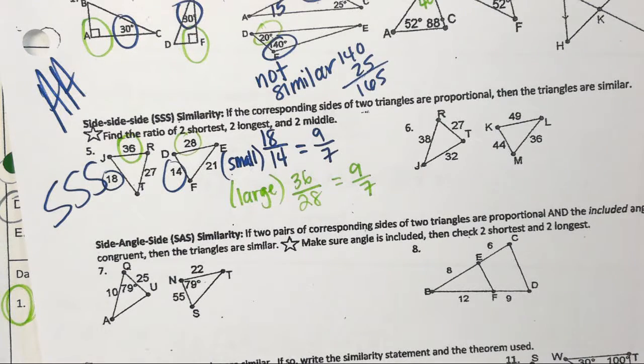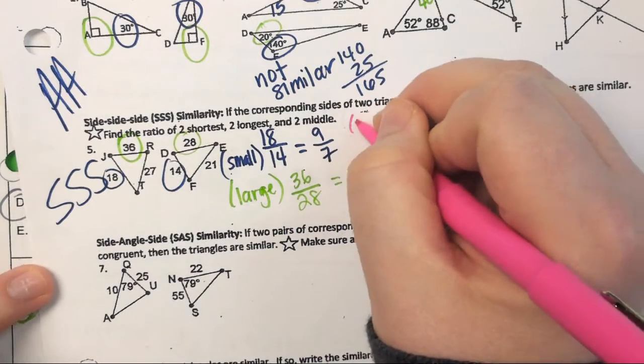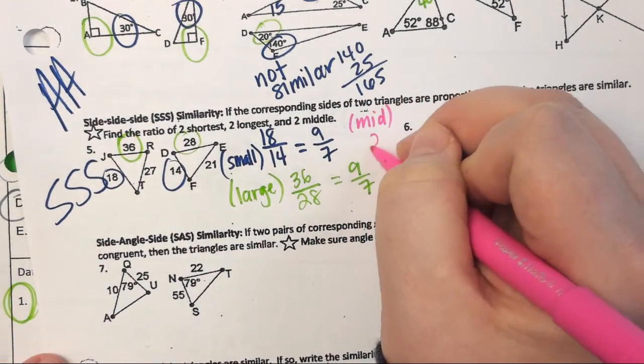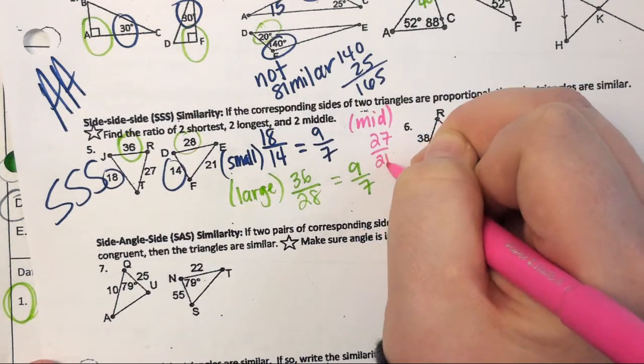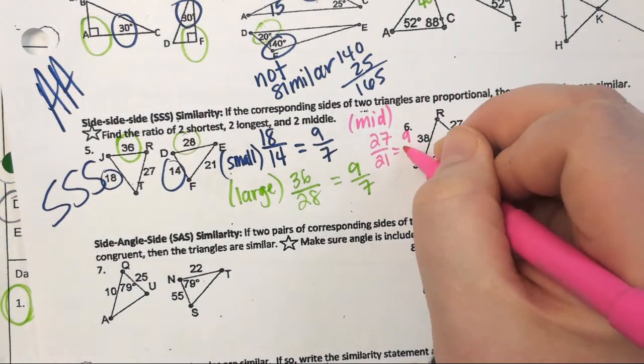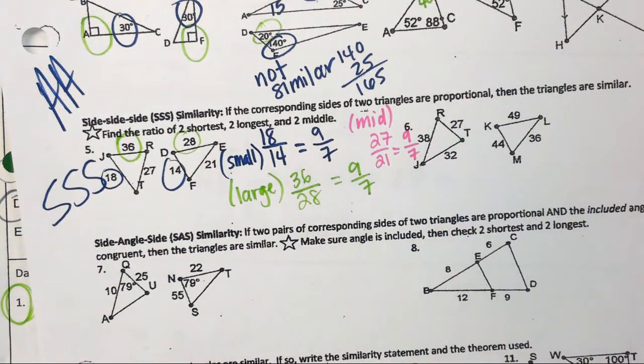And last but not least, obviously the ones I hadn't circled must be the middle. So I'm going to do 27 over 21. And that also reduces to 9 over 7. So it's like we're calculating the scale factor, and if we can show they have it with the same on all 3 sides, then for sure we know we're correct.